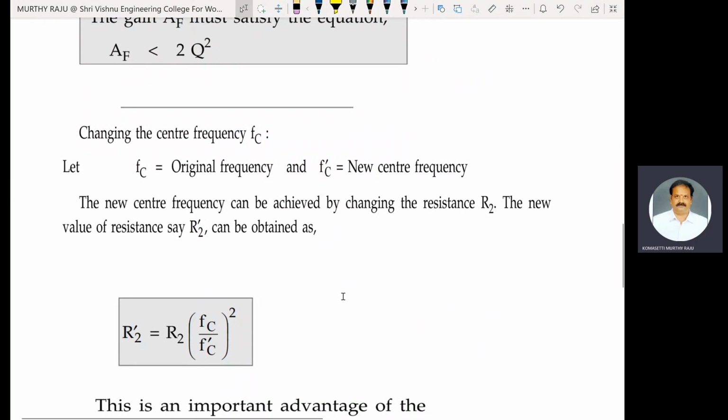Changing the center frequency FC: FC is the original frequency, and FC dash is the new center frequency. The new center frequency can be achieved by changing only the resistance R2. The new value R2 dash is equal to the old value R2 into FC, the original center frequency, by FC dash, the new center frequency, whole square.